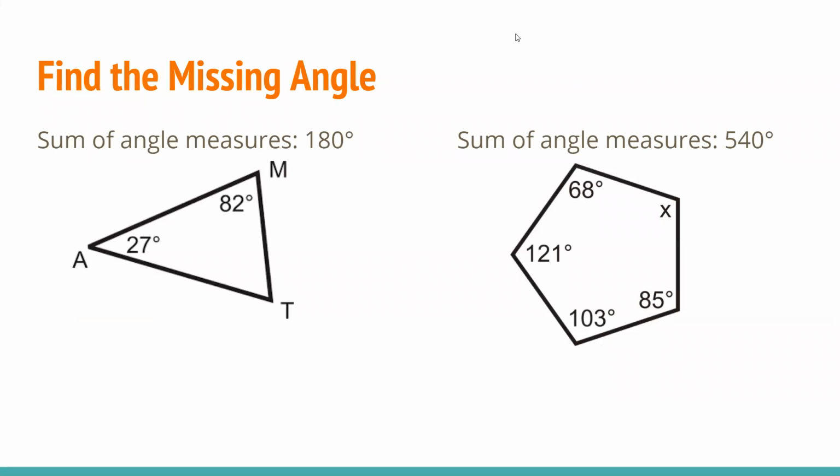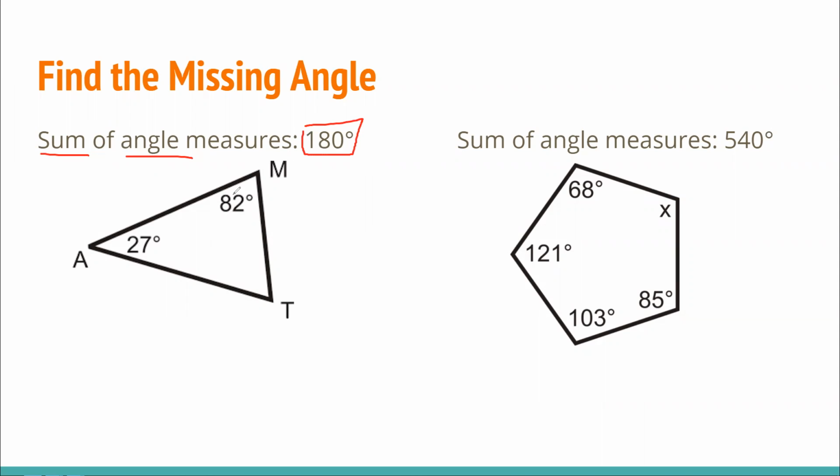Next, we're going to be finding the missing angle. So I know from the angle sum theorem, which means that we're adding up all the angles. So we know that the word sum means addition. So it's literally addition of the angles. We're adding all the angles together. For a triangle, the sum of the angles is 180 degrees.